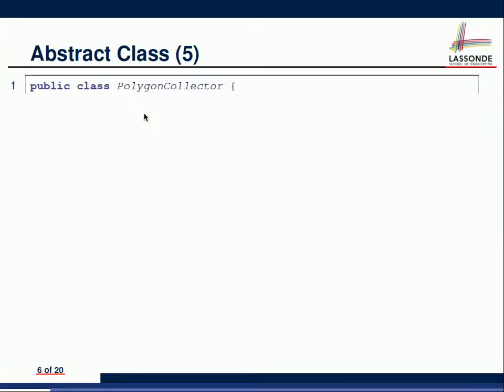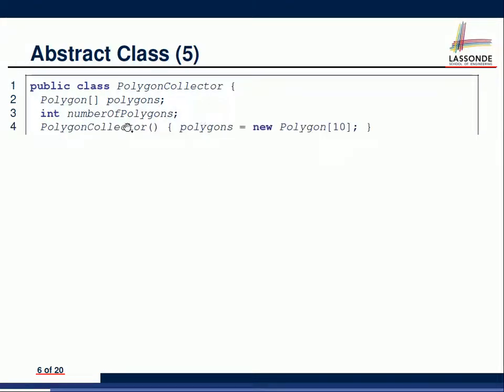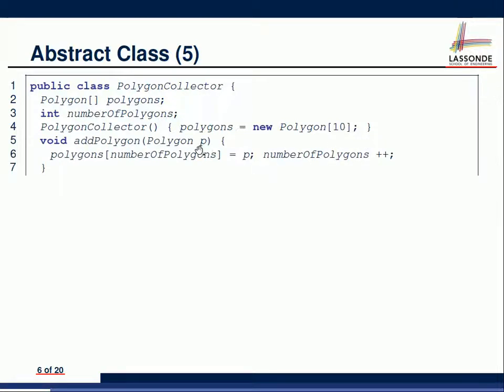Let's see this over here. What we'll get is a polygon collector. We have an array of polygons, and also a counter. Not surprising, right? We have seen this pattern so many times. And then we simply create, let's say, up to 10 polygons we are storing, and then add polygon over here.